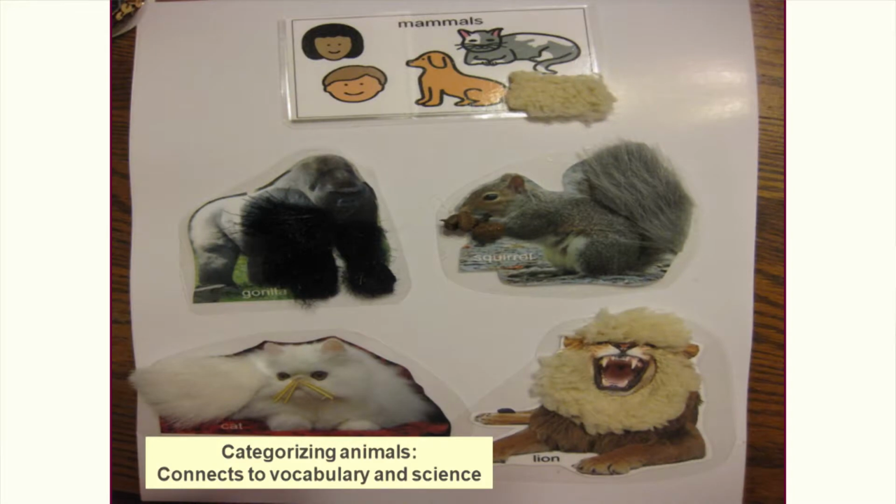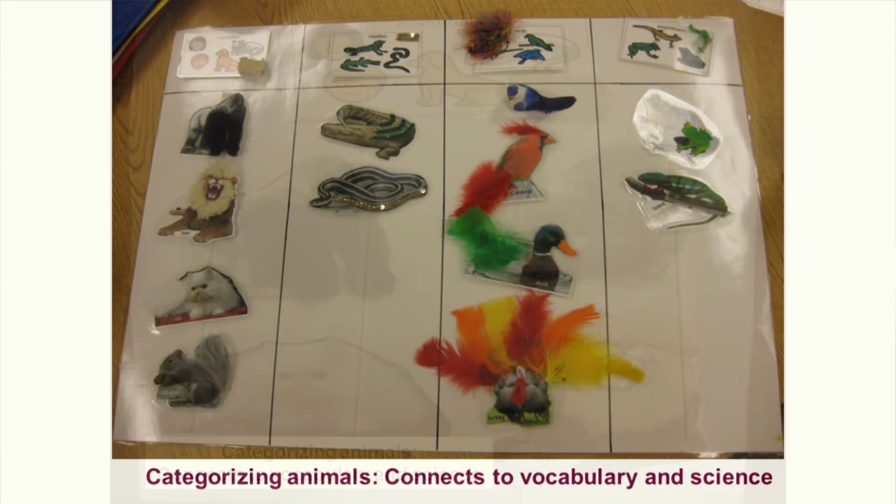Okay, here's categorizing animals, connects to vocabulary and science. So these are mammals. I think you'll find, here's where they classified in groups. So there's your graphs. So some are mammals, we have reptiles, we have birds, and we have amphibians. And then you have those graphs and how many do we study, how many this, that, and the other. You can do all kinds of things with this.